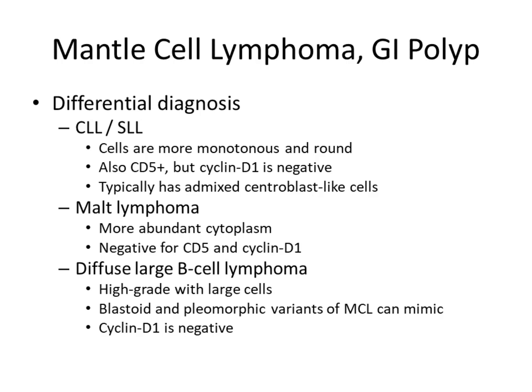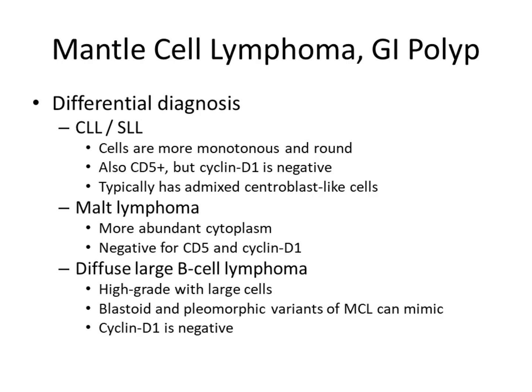The tumor cells in small cell lymphoma have rounded nuclear contours, and they also have the admixed larger cells, which are referred to as centroblast-like cells. Small cell lymphomas are also positive for CD5, but they are negative for cyclin D1. MALT lymphomas have more abundant cytoplasm and have the admixed centroblast-like cells. They are negative for both CD5 and cyclin D1.